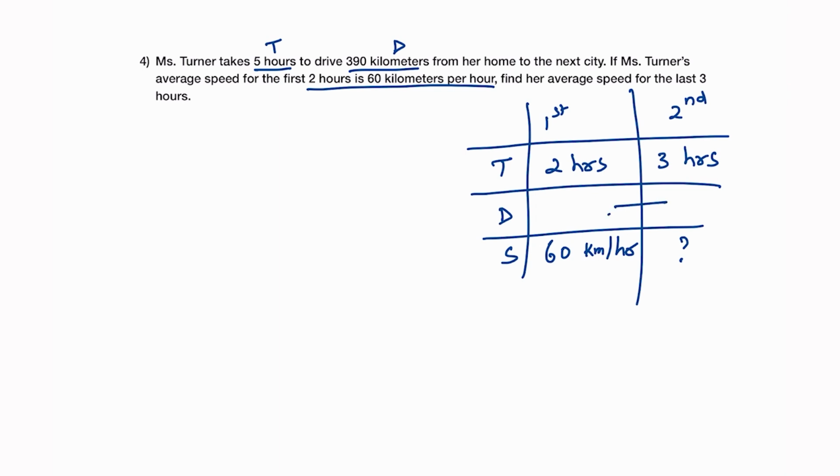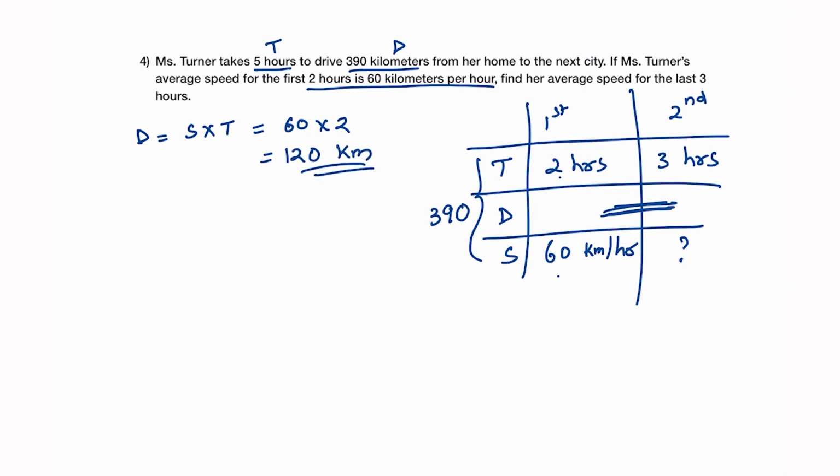Do we know the distance? We know the total distance, right? What we have here is 390, which is total, not for first or second part. It's total. But based on this information, we can know the distance, right? So let's find the distance for the first part. Distance equal to speed times time, which is equal to 60 times 2, right? That's 120, and the units will be kilometer. So we write that here, 120.